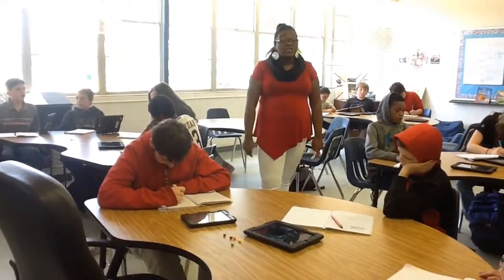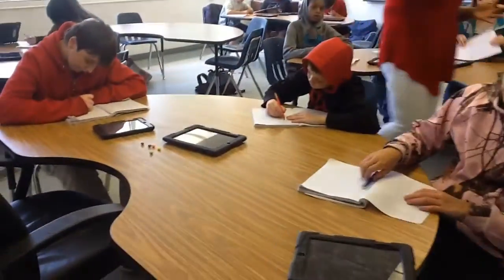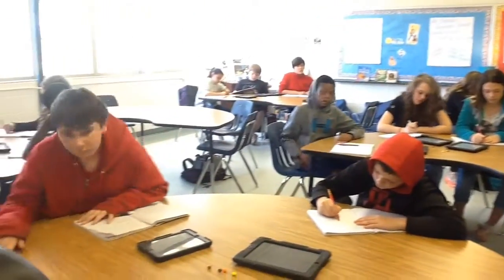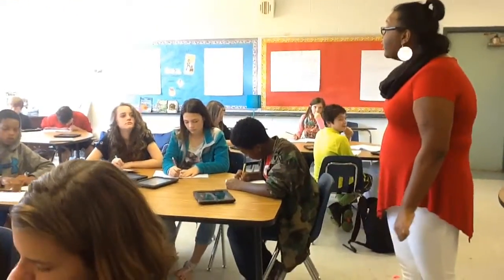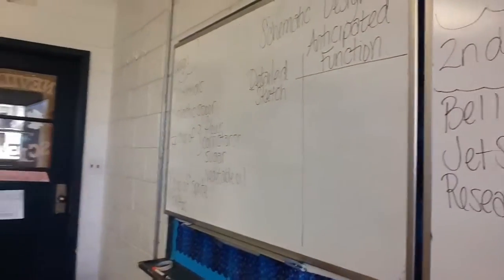So right now, go ahead and start doing your detailed sketch. You also want to tell me how much of each of these materials you're going to use. And tell me which materials you're using around that Skittle. Label all parts. After you get your detailed sketch done, I want you to start working on your anticipated function.